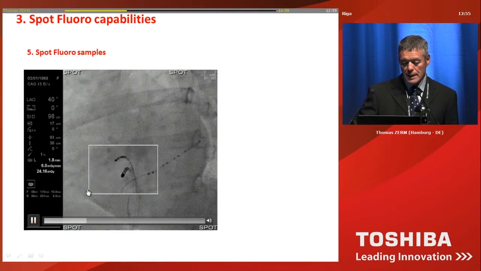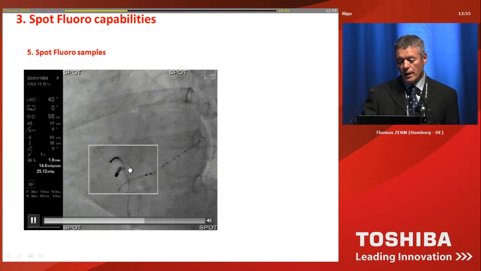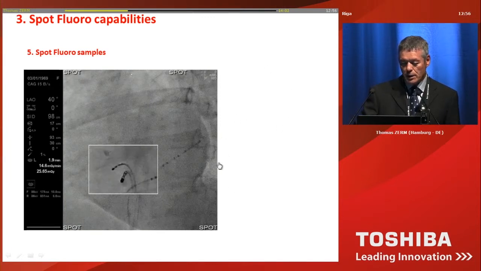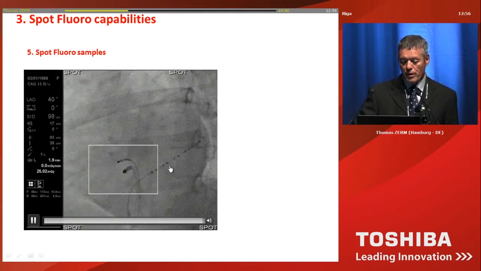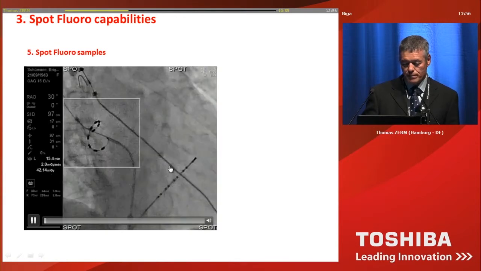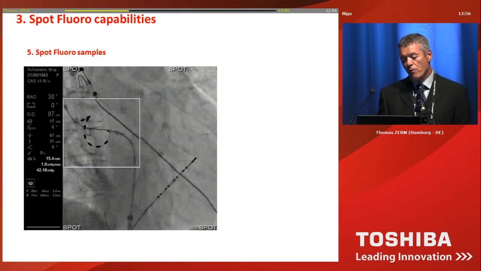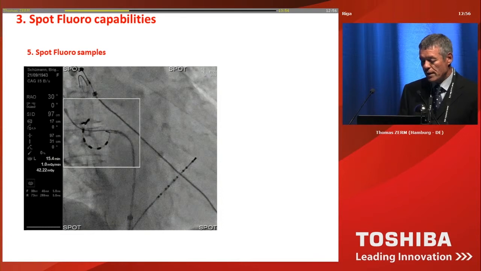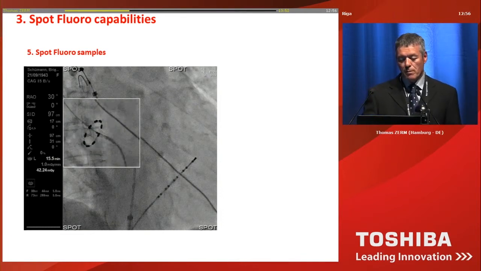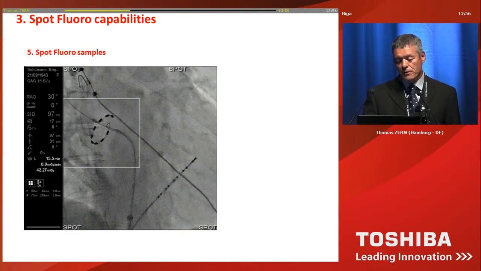you see only this region of interest is exposed, and you keep anatomical and technical information from the catheters and catheter shafts. That's an example of a PVI, a pulmonary vein isolation, with a catheter manipulated in the left inferior pulmonary vein.